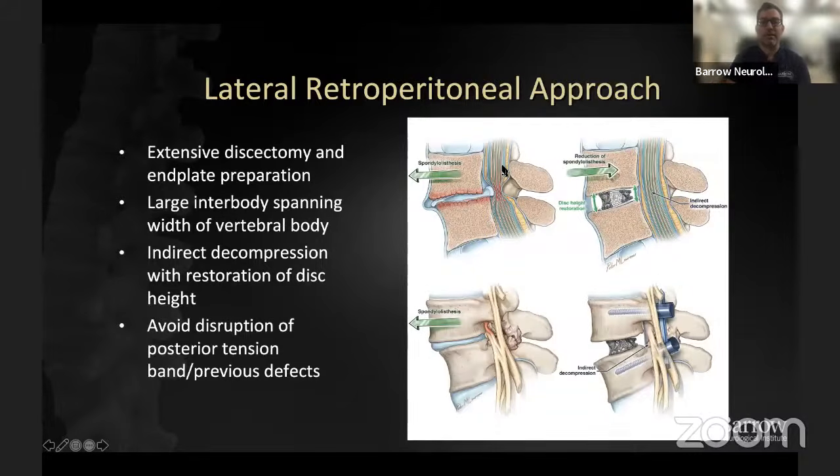Specifically, the lateral retroperitoneal approach has many benefits that we believe in, including the ability to perform an extensive discectomy and wide preparation of the end plate for fusion. It allows you to place a large interbody, which spans the entire width of the vertebral body. It allows you to achieve indirect decompression of the neural elements with restoration of disc height via ligamentotaxis. It also avoids any disruption of posterior tension bands, or allows you to avoid any previous defects from posterior surgeries, previous laminectomies, etc.